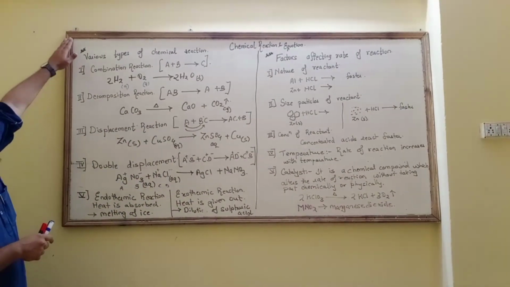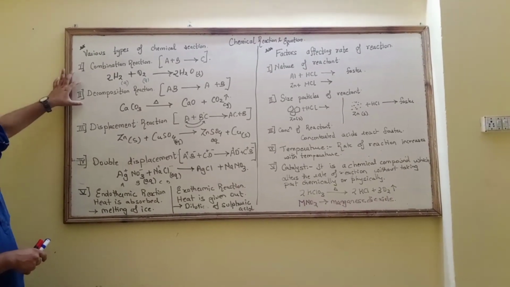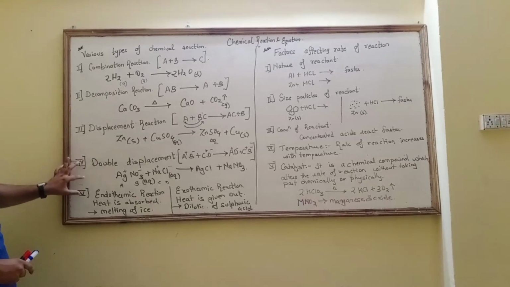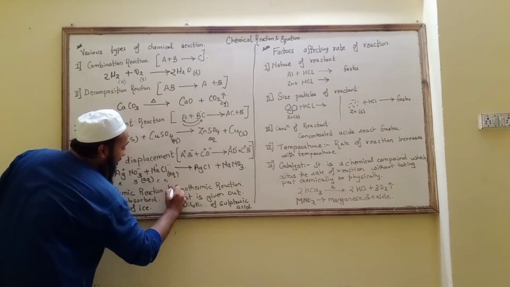So these are the basic types of chemical reaction: combination, decomposition, displacement, double displacement. The fifth one is endothermic, and the sixth one is exothermic.